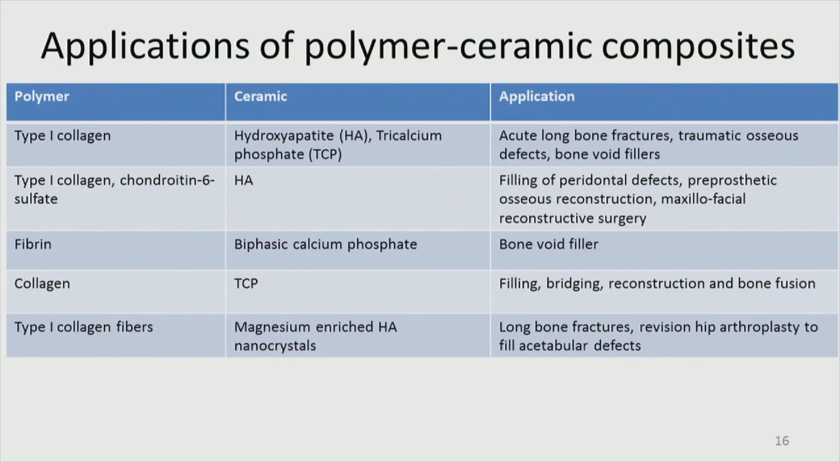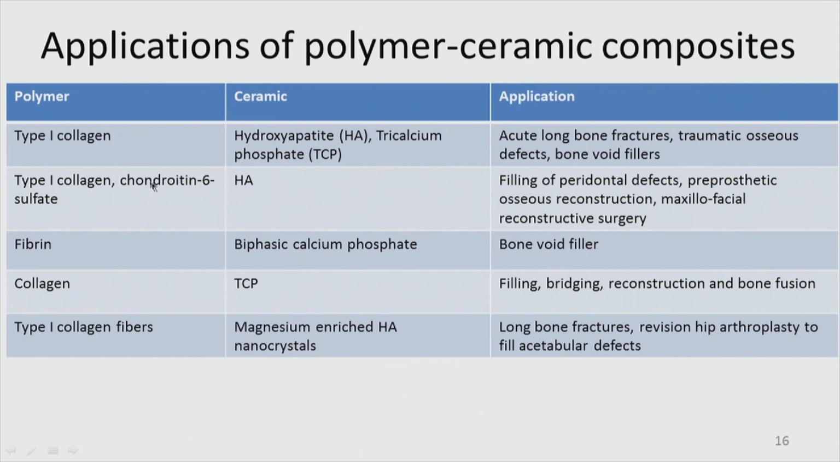Few examples of polymer ceramic: type 1 collagen combined with hydroxyapatite or tricalcium phosphate. They can be used for long bone fractures, traumatic osseous defects, bone void fillers. So, in a bone void sometimes we can fill it up only with the inorganic material, but then it could be brittle. So, we add collagen to that.